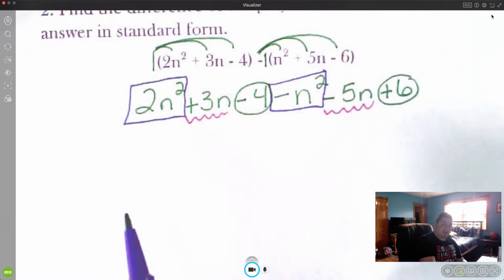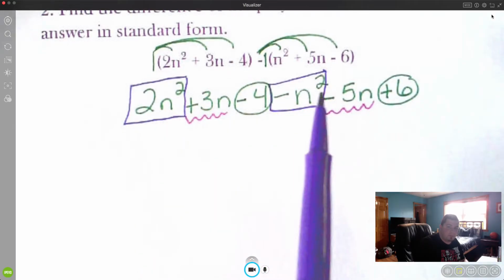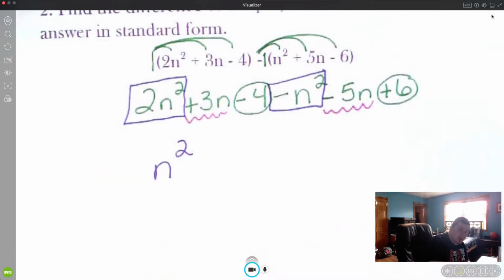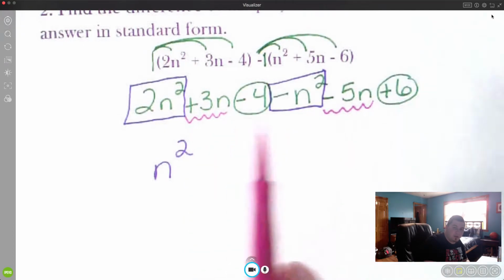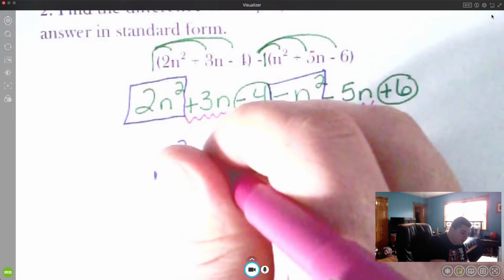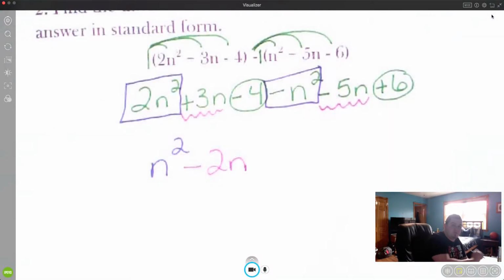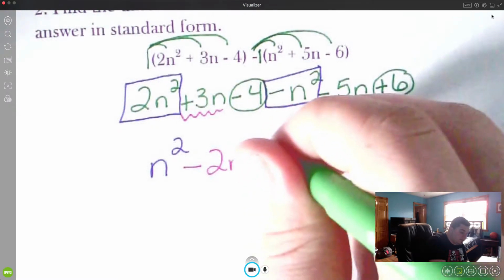don't have to rewrite it in standard form. So my highest exponent is the n squares. So 2n squared minus 1n squared is either 1n squared or just n squared. 3n minus 5n. 3 minus 5 is a -2n. Don't forget to write our variables. And then finally, -4 plus that 6 becomes a +2.